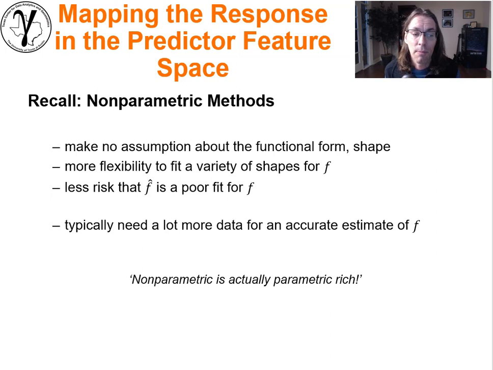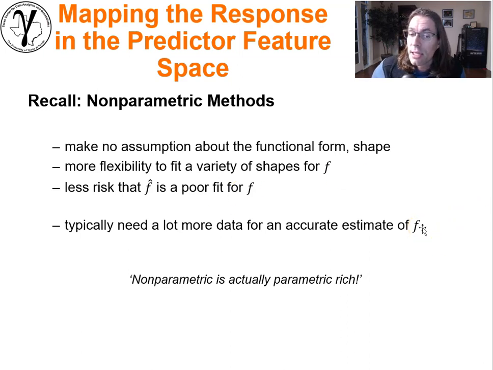Now, a nonparametric method makes no assumption about the functional form or shape. It's much more flexible to fit a variety of different natural phenomena. They're the intrinsic function that we're trying to estimate, f hat being our estimate. There's less risk that f hat is a poor fit for the actual best function that could represent that natural phenomena. Typically, it needs a lot more data in order to get an accurate estimate of the function.